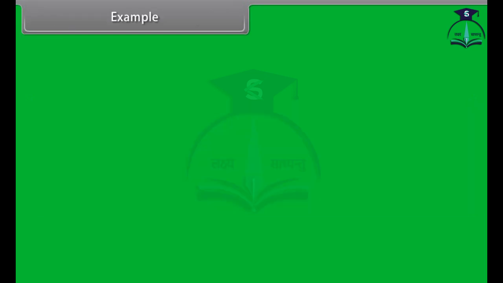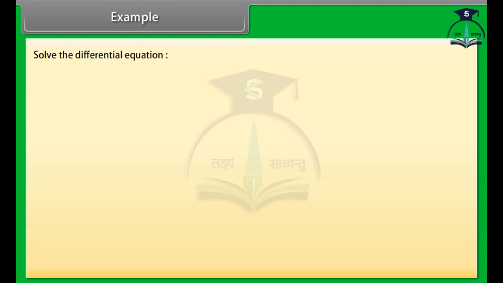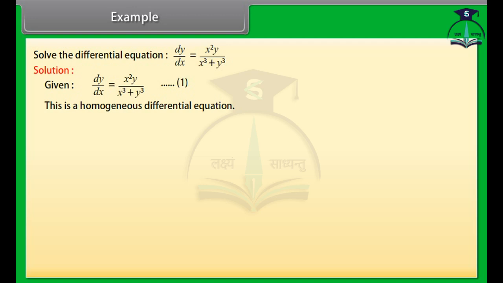Example. Solve the differential equation dy/dx = x²y/(x³ + y³). Solution. Given dy/dx = x²y/(x³ + y³). Name it as equation 1. This is a homogeneous differential equation. We will put y as vx.